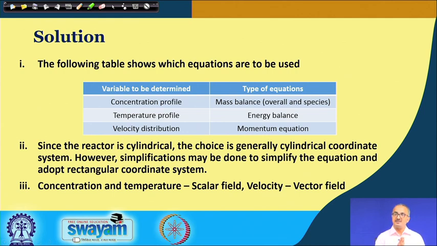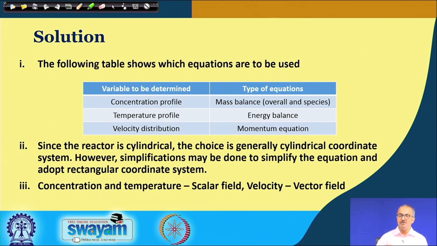Next is which kind of coordinate system we should choose. Now, the reactor is cylindrical. So, generally for cylindrical geometry, we go for cylindrical coordinates, but this is a general statement. Many times we do some simplifications because cylindrical coordinate system equations are a bit more difficult to solve than for the Cartesian coordinate system. So, even though the obvious choice is cylindrical, depending on the particular situation, by making some assumptions, we can also choose a rectangular coordinate system to analyze such kind of problem.